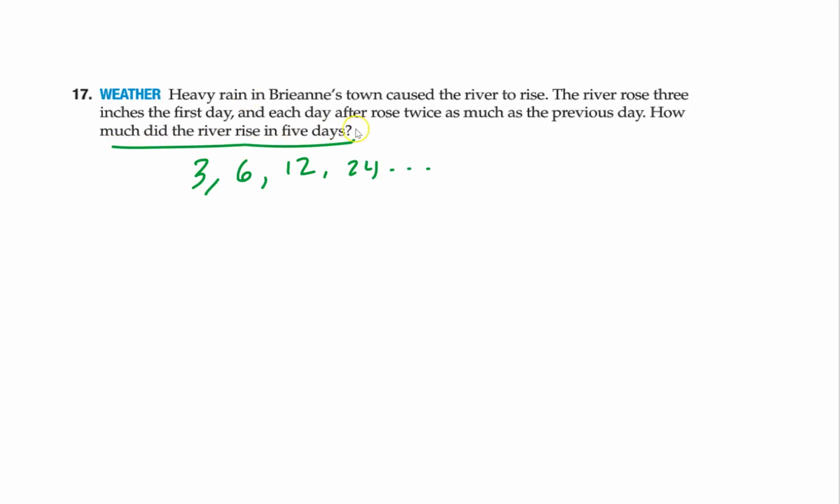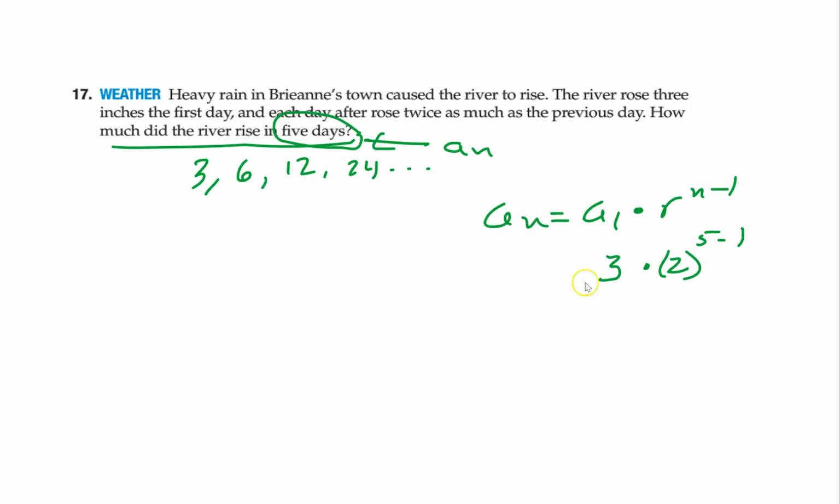So I think they're asking how high is it on the 5th day. That's a term number, so let's find AN. So AN equals A1 times R to the N minus 1. Right, so how high is it on the 5th day? So the first term on the first day was 3. It doubles each day. 5 minus 1 equals what we're looking for. So this is a 4 power. 2 to the 4th is 16. Times 3 equals 48. So how much did it rise in 5 days? It rose 48 inches on the 5th day.